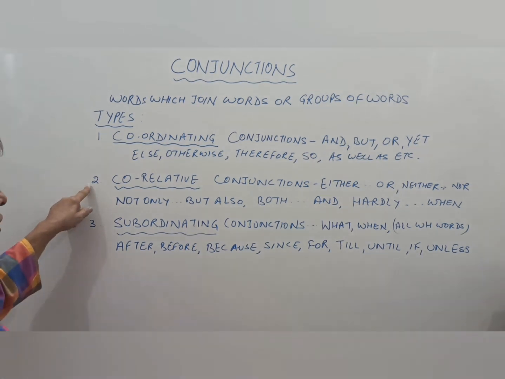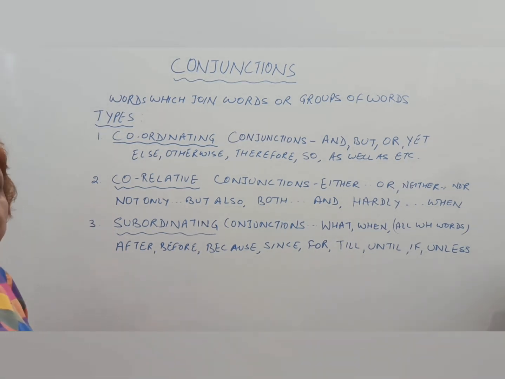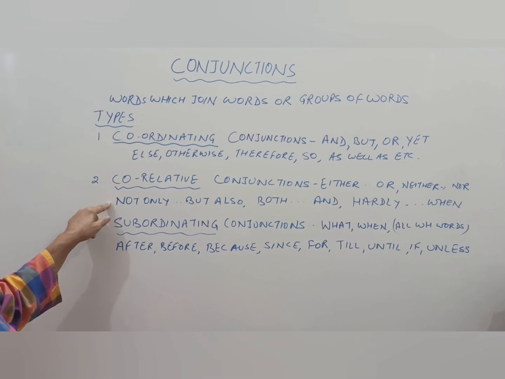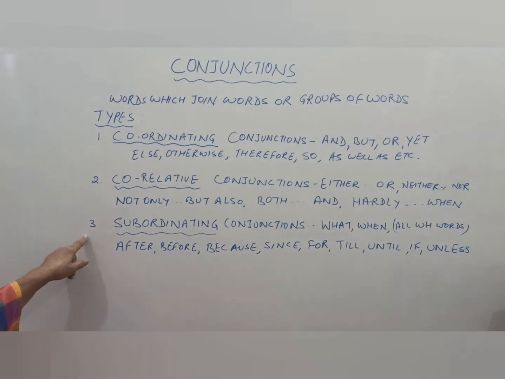Then we have correlative conjunctions, which are in pairs: either or, neither nor, not only but also, both and, hardly when. Number three, subordinating conjunctions, which are used in subordinate clauses. For example, what, when, all WH words, after, before, because, since, for, till, until, if, etc.